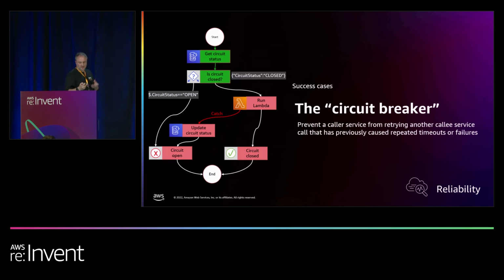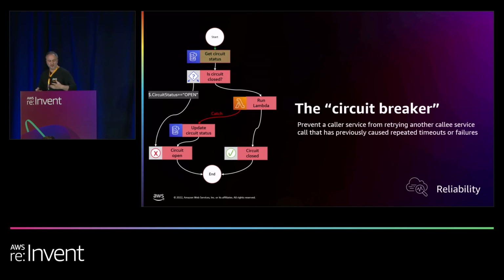The first thing I do is I get the status of my circuit, and then I query the status with a choice state. And if the circuit's closed, meaning my application's good, I go ahead and I run my Lambda function. If my Lambda function doesn't fail, I exit out and everything's good. The next request comes in a moment later, it gets the overall status of the circuit, it runs the Lambda function, but this time the function fails. I capture that fail, and I update the circuit to say, oh, the circuit's open now, we have an error.